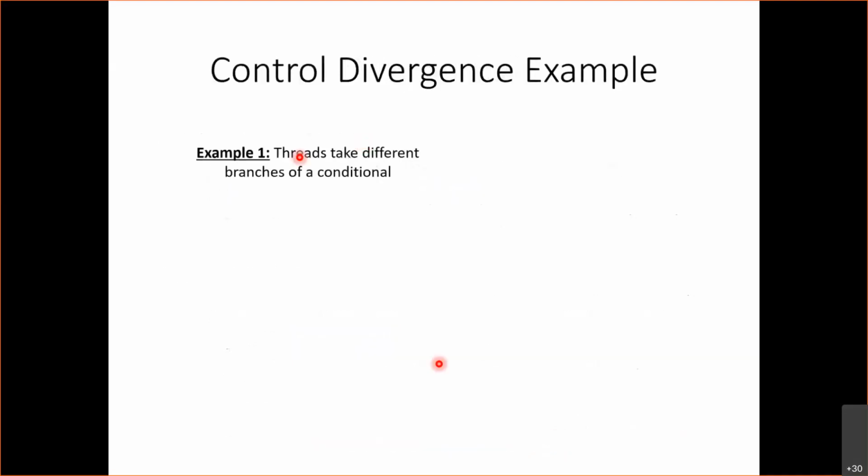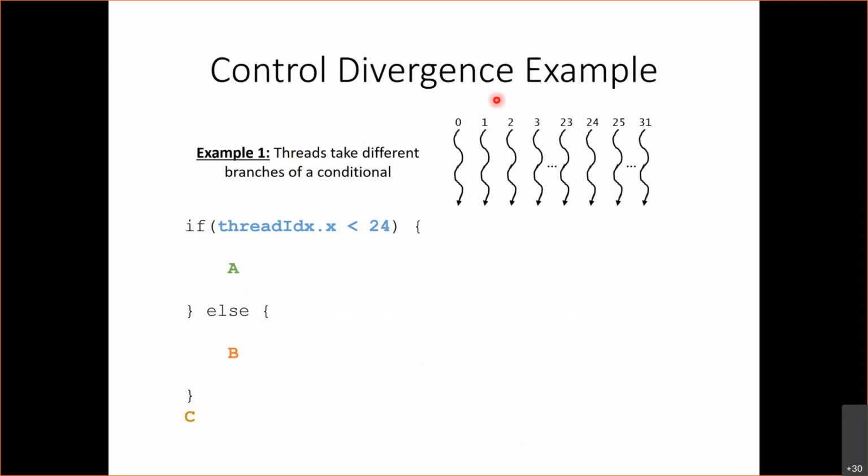So let's say I have threads that take different branches of a conditional. I have code like this, where if threadIdx.x is less than 24, then execute code A, else execute code B. And then after the if statement, I execute code C. So if I am the first warp in the block, and that refers to threads 0 to 31, threads 0 to 23 want to execute A, whereas threads 24 to 31 want to execute B.